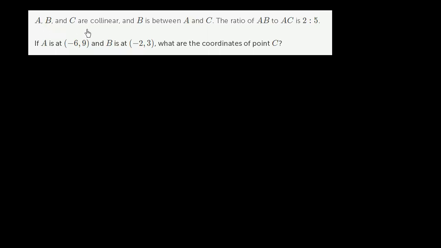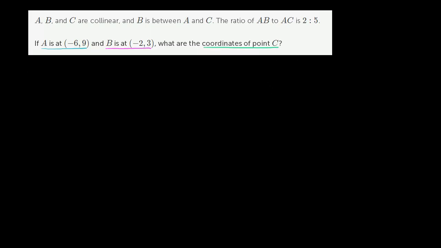A, B, and C are collinear, and B is between A and C. The ratio of AB to AC is 2 to 5. If A is at (-6, 9), and B is at (-2, 3), what are the coordinates of point C? And I encourage you to now pause this video and try this on your own.